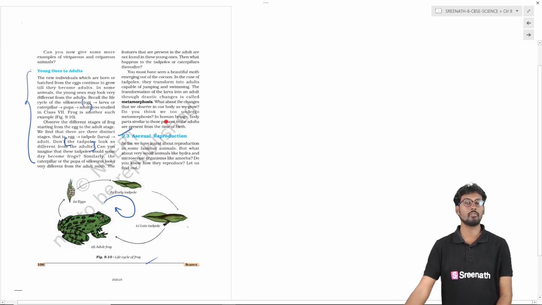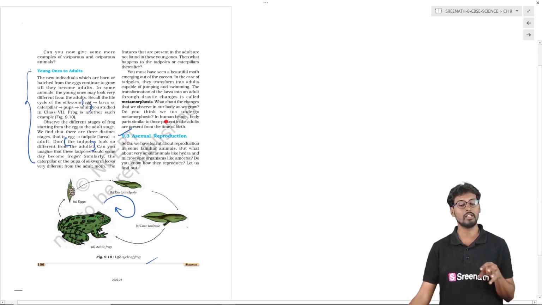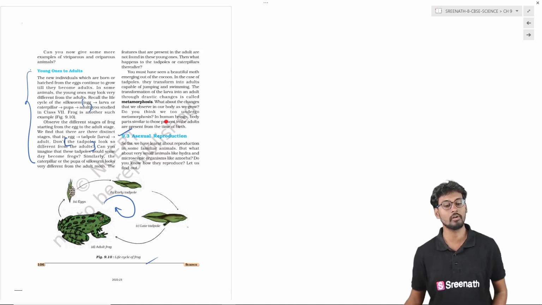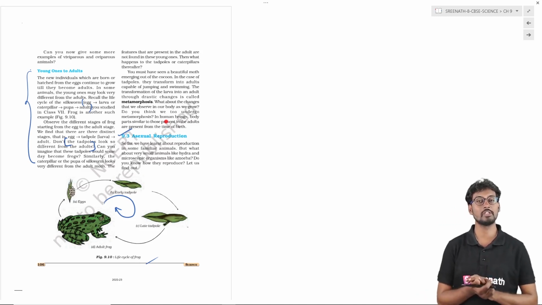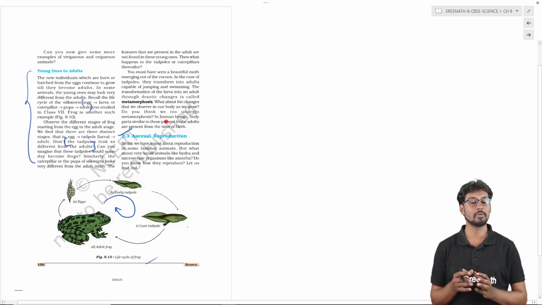So what is metamorphosis? Especially in the case of the silkworm and the frog. In the life cycle of the frog, the egg transforms into an early tadpole and a late tadpole, and finally it leads to the formation of the adult frog. This entire conversion is called metamorphosis. In the silkworm, we see the conversion of egg to larva, the caterpillar, and finally pupa and the adult.